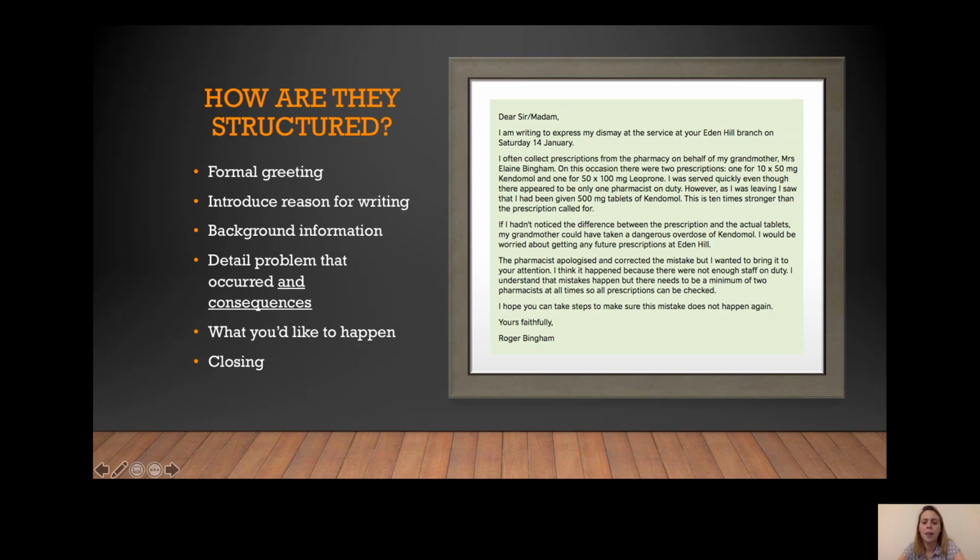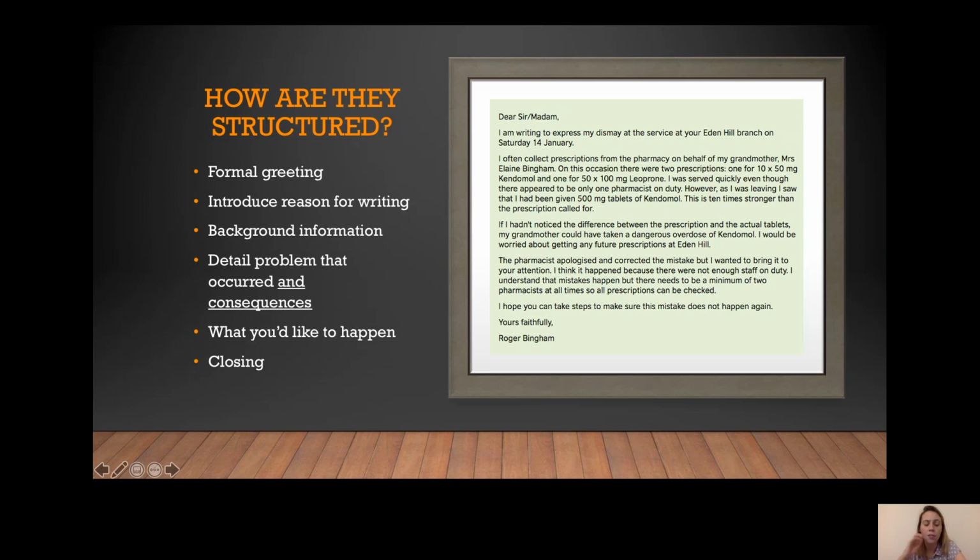So he said, "If I hadn't noticed the difference between the prescription and the actual tablets," the prescription was the amount he was supposed to get, "my grandmother could have taken a dangerous overdose." And he said, "I would be worried about getting any future prescriptions at this pharmacy." So he's detailed the consequences. She could have taken a dangerous overdose. And the word dangerous is really effective here because it shows the reader just how serious this situation was. "The pharmacist apologised and corrected the mistake, but I wanted to bring it to your attention."